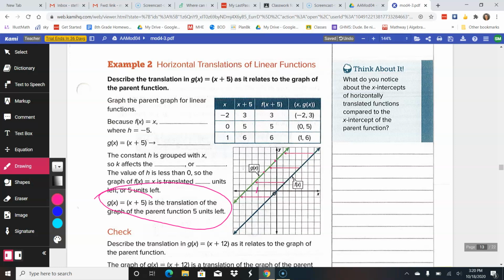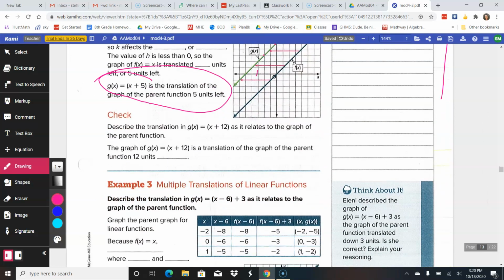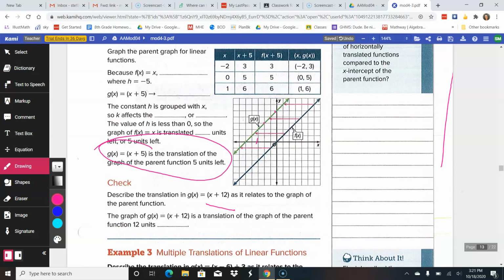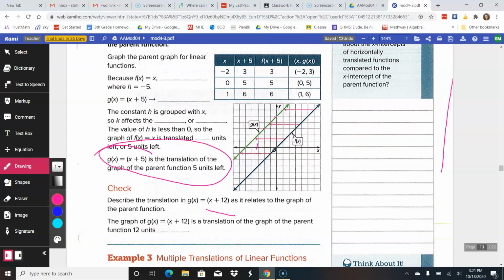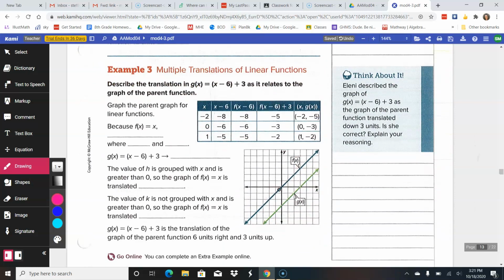This is x plus 5, it's going to go to the left. If it's x minus 5, it's going to go to the right. So looking at x plus 12 for my new function here, it's going to go 12 units to the left. Because you think, oh no, it should go to the right. It's going to go to the left. It's different than the vertical translations.